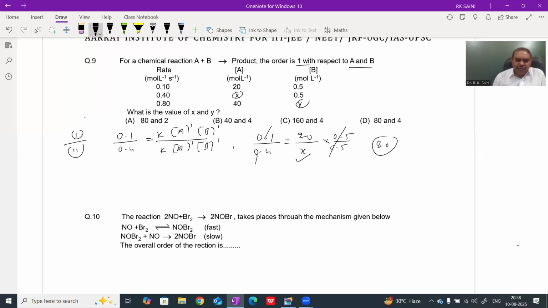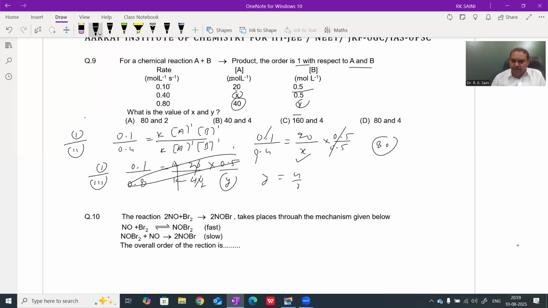Multiplied by 4. Now experiment first divided by third, then find Y. Similarly, experiment 1 divided by third, rate 0.1 divided by 0.8. K is also cancelled. The concentration of A is 20 in the first experiment, and in the third experiment the concentration is 40. In the first experiment concentration of B is 0.5, order 1, and Y. Therefore K cancels, 2 cancels 2, and Y equals 4 by 2. Cross multiply 4 by 2, or we can say 2. Therefore your answer is first.